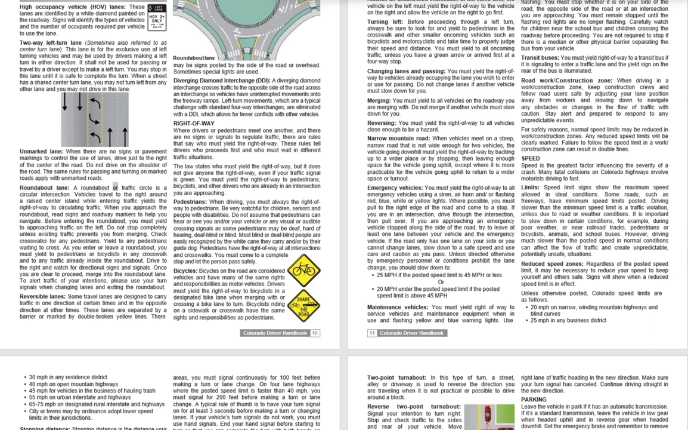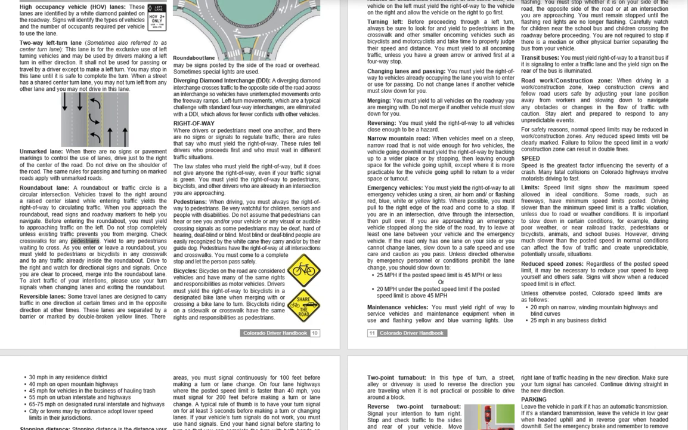Roundabout lane. A roundabout, or traffic circle, is a circular intersection. Vehicles travel to the right around a raised center island while entering traffic yields the right-of-way to circulating traffic. When you approach the roundabout, read signs and roadway markers to help you navigate. Before entering the roundabout, you must yield to approaching traffic on the left. Do not stop completely unless existing traffic prevents you from merging.